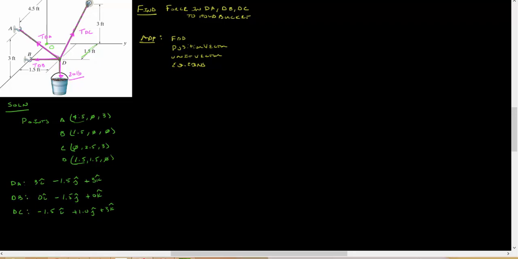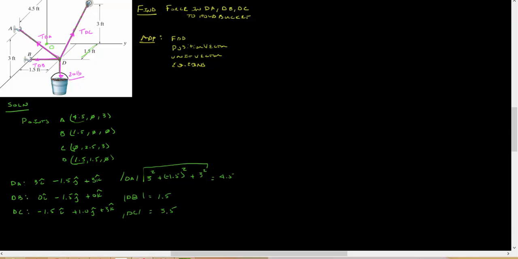Good. Alright, so I'll do the magnitude for dA. And we know that that's just going to be 3 squared plus negative 1.5 squared plus 3 squared, all square root, which is going to equal 4.5. So doing the same process for dB and dC, I came up with 1.5 and 3.5.